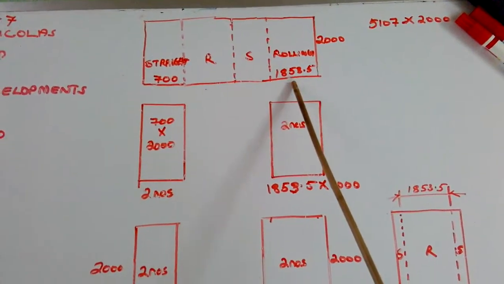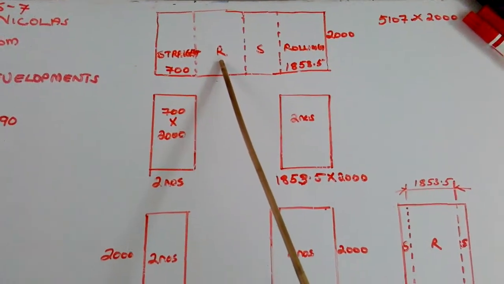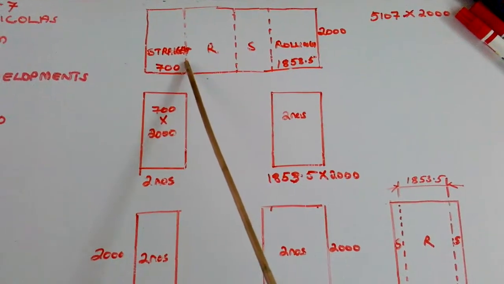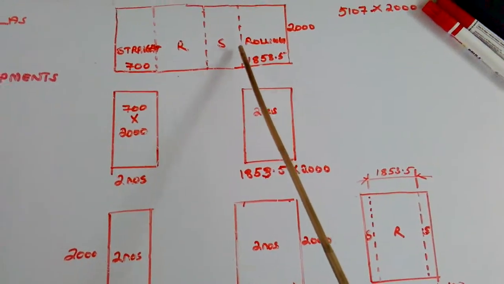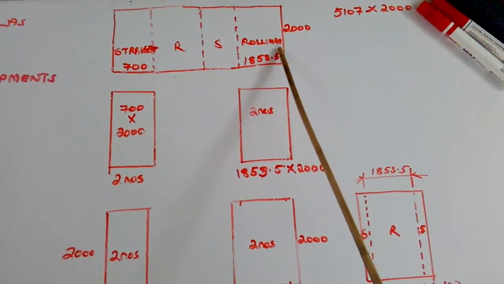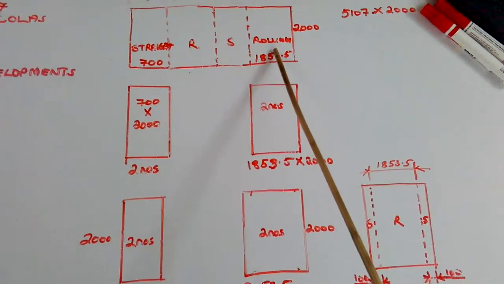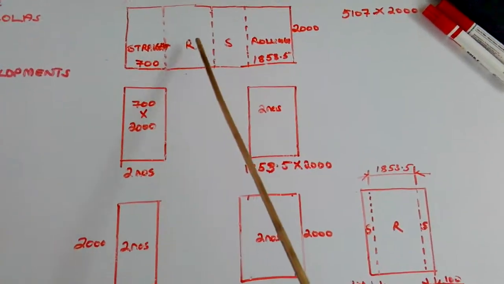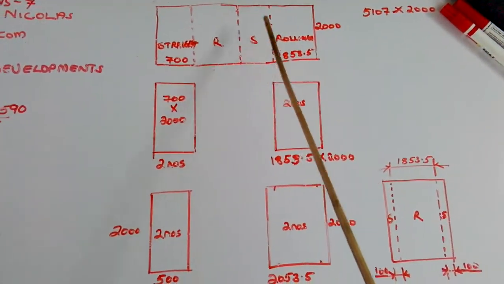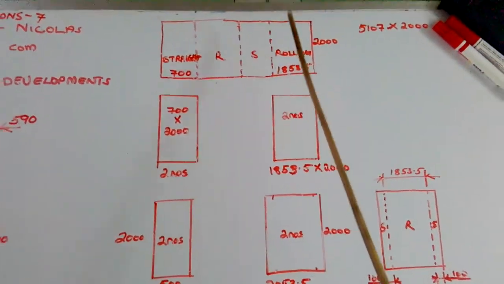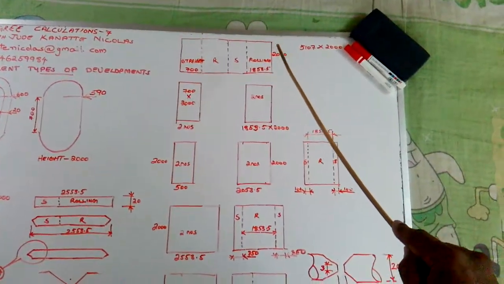If it is 1853.5 here, this one also will be 1853.5. From this dotted line to this dotted line is 1853.5. The same thing comes here, from this point to this point is also 1853.5. These two are rolling. These two places we have to roll, and these two places we have to keep straight. We shouldn't roll there.